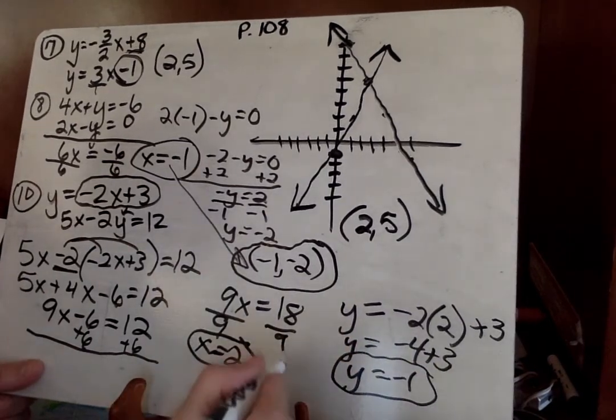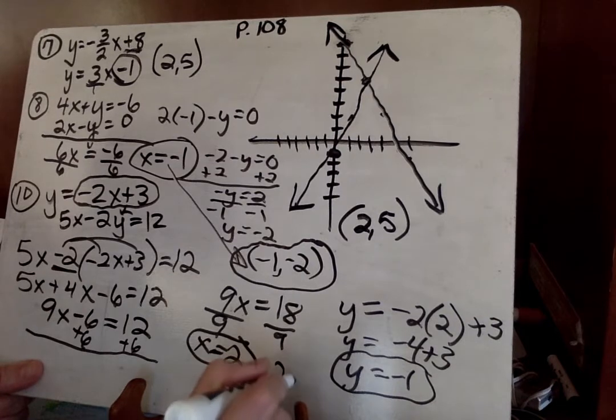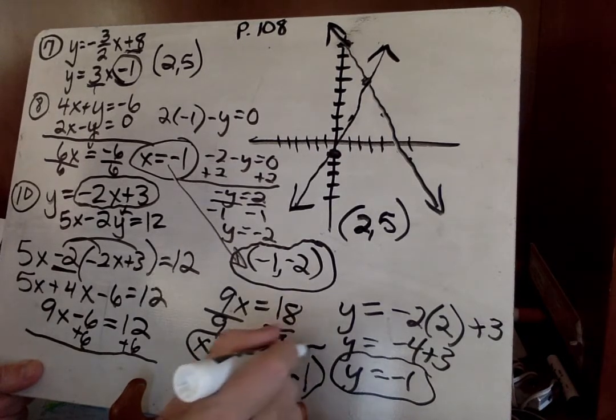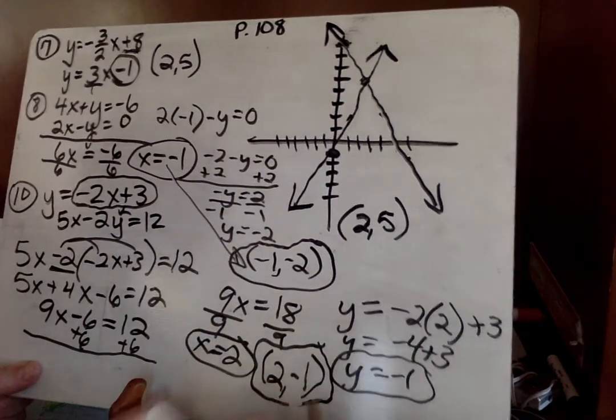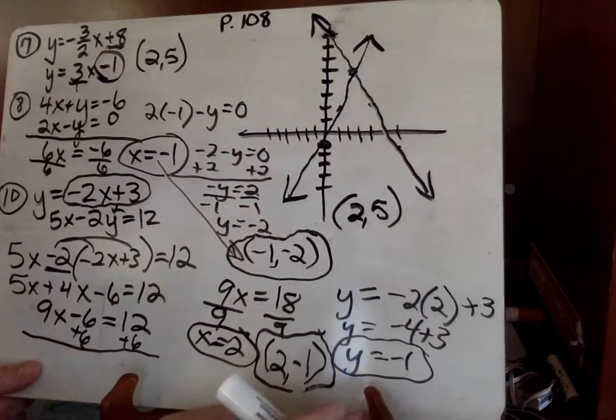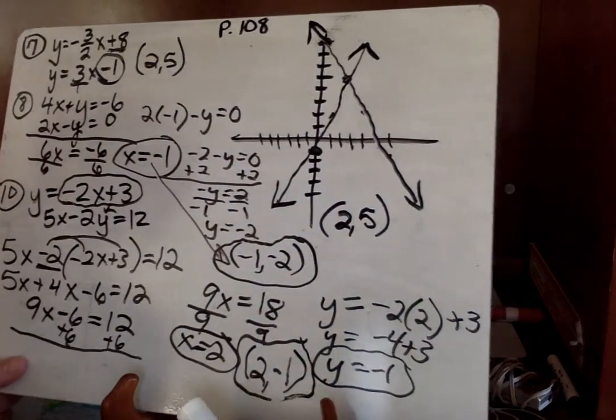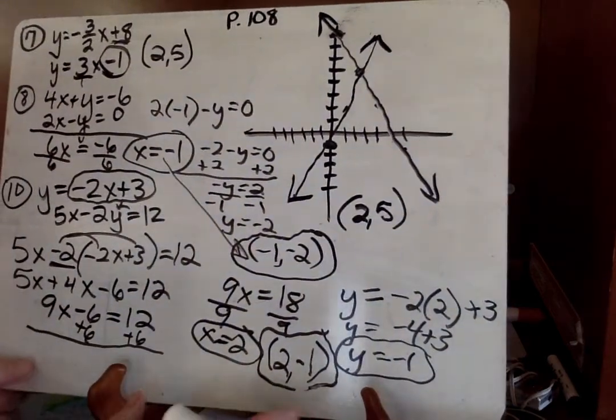So our solution to that one is 2, negative 1, and put it in ordered pair form. It's kind of hard with this. The easel's a little bit in the way. So there you have it.